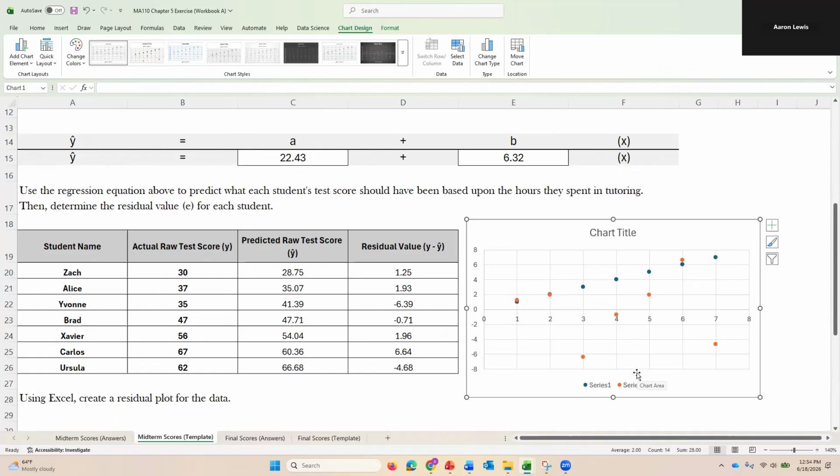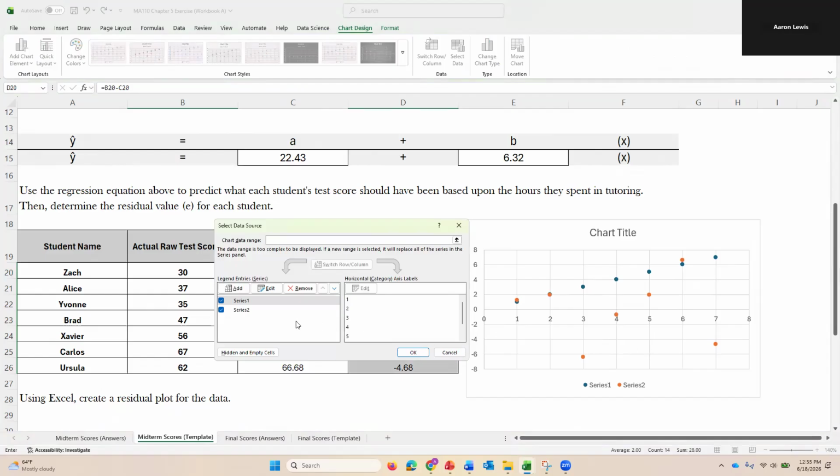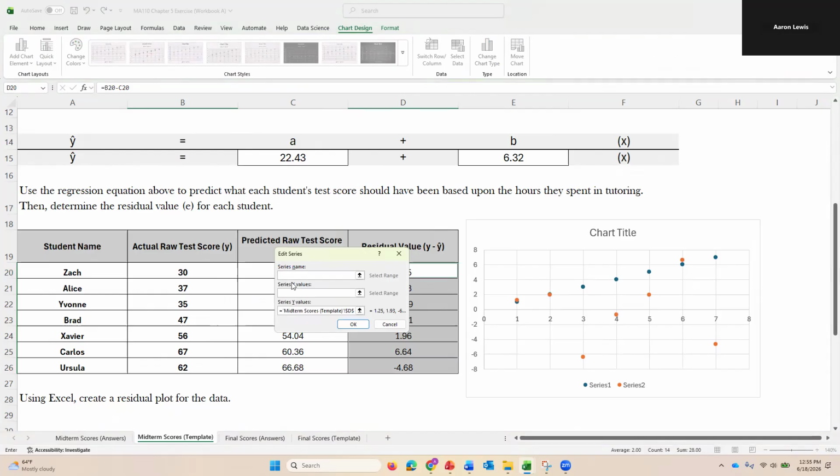I don't need those blue dots. So what I'm going to do is click on the information on the bottom down here until my two series are highlighted. I'm going to right click and select data. When I do, this is going to pop up. First thing, series 1, those blue dots I don't want, so let me turn that check off. I'm going to click on series 2 because somebody looking at this graph wouldn't know what series 2 means. You can edit its name by clicking the edit button. On the top, it says series name. What do we want to call it? We'll just call it residuals. And I'm going to hit OK.